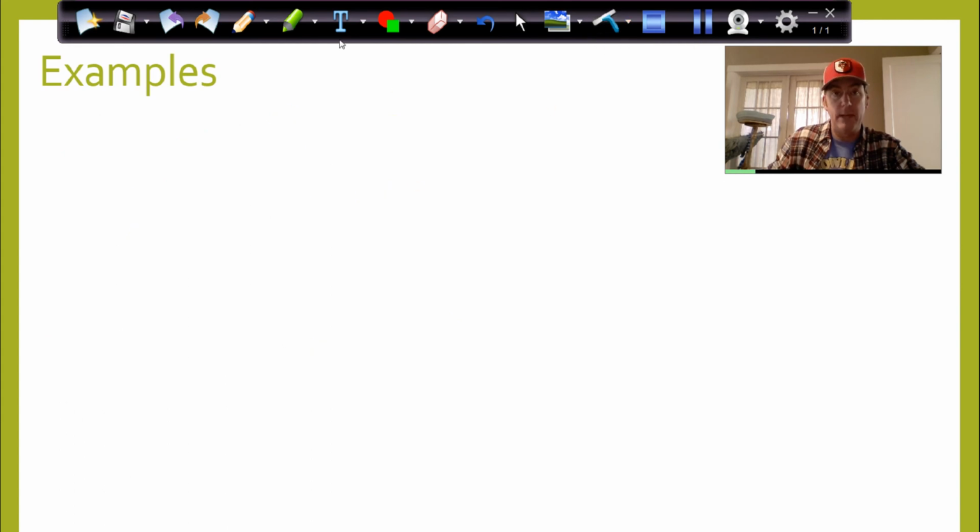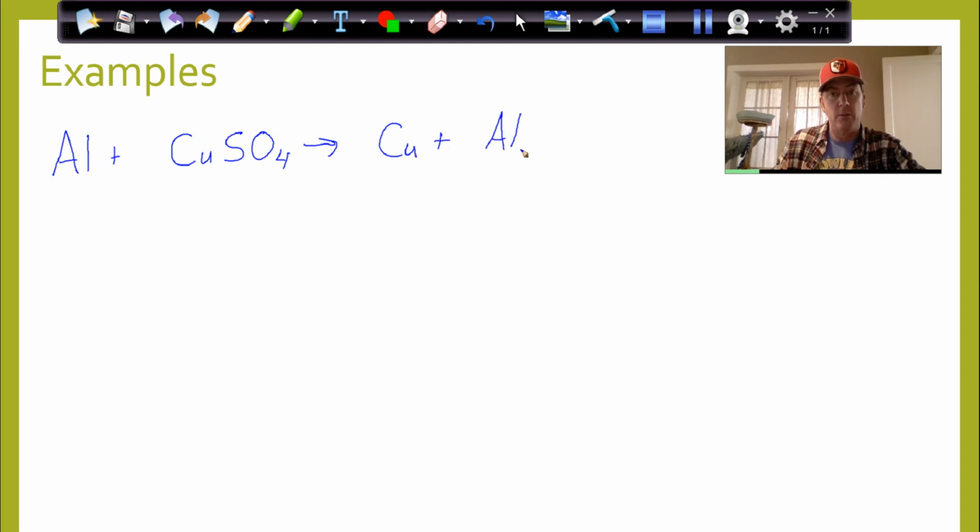Oops, just want to wipe that. Okay, so let's do aluminum. Let's do our single displacement. Copper 2 sulfate. We made copper metal and aluminum sulfate, where aluminum is a +3 and sulfate is a -2. So it took 3 of those, building up +6 and -6, and that's how we get those to work. So we look, what's wrong here?